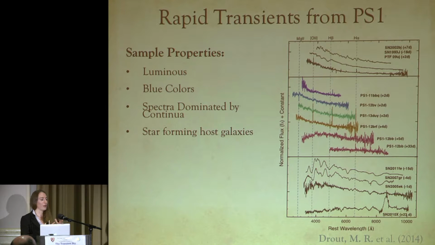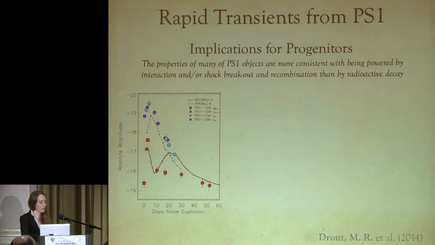And in general, when we model their spectra, they're consistent with an ejecta that is just expanding and cooling, so a hot, optically thick photosphere. Their spectra are dominated by continua. Here are a couple of the spectra for the explosions in the colors here. And they all exploded in star-forming galaxies. So when we put them all together, the question is, what does that mean for the progenitors themselves?